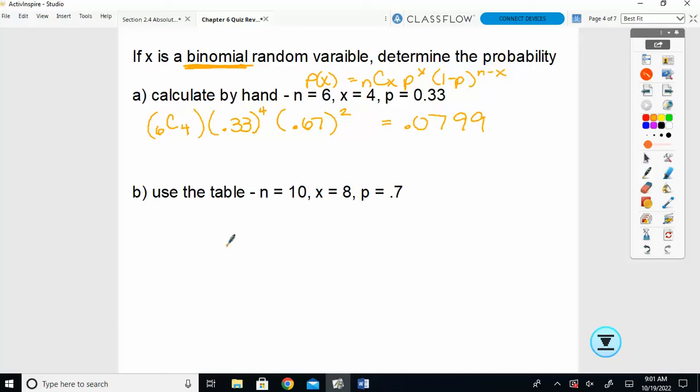On part B, I said to use the table. So everybody get out your table and make sure you can find this. My n value is 10, so that's the back of the first page. Remember, this is on a note handout, so you guys have this printed. My p is 0.7, and my x is 8. So what do you get from your table? Did everybody find that number on their table?